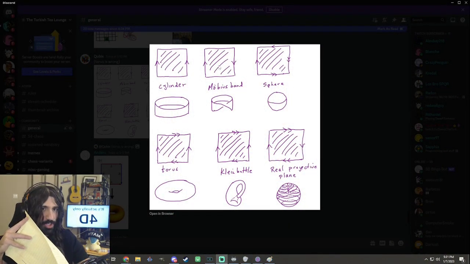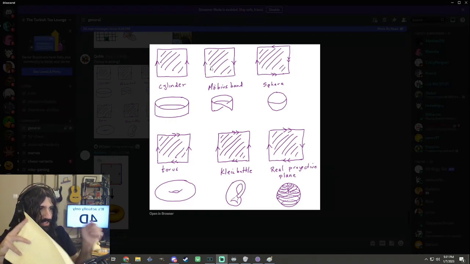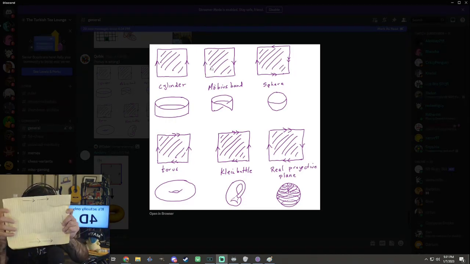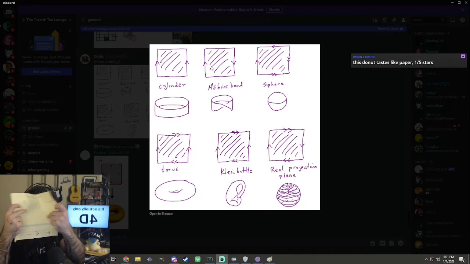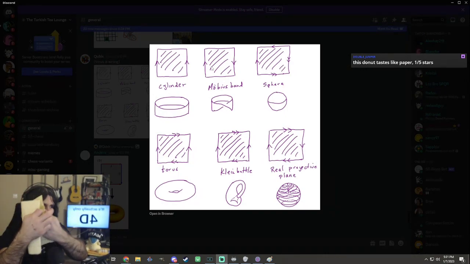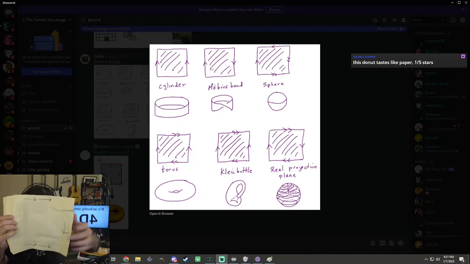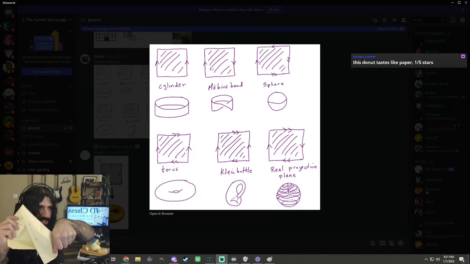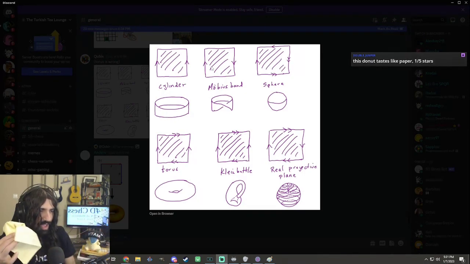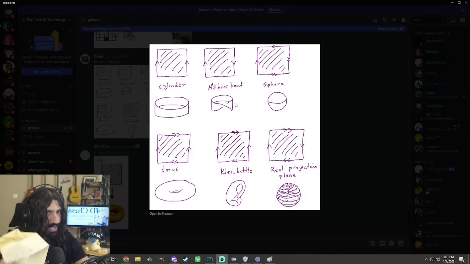Similarly for the Mobius, it's just like the cylinder, but instead of just wrapping it around like this to get your regular old cylinder, what you do is you first put a twist on it, and then you wrap it around and glue it together. And that's how you get a Mobius strip instead of a cylinder.